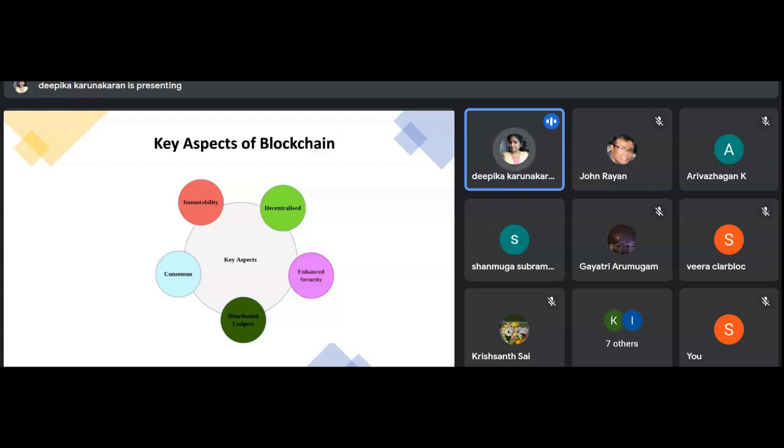The next one is enhanced security. Every piece of information we put into the blockchain will be hashed cryptographically. We use cryptography as a special disguise for enhanced security. The next one is distributed ledgers. Here the ledgers are replicated, shared, and synchronized across all the networks, all the nodes that participate in the blockchain.